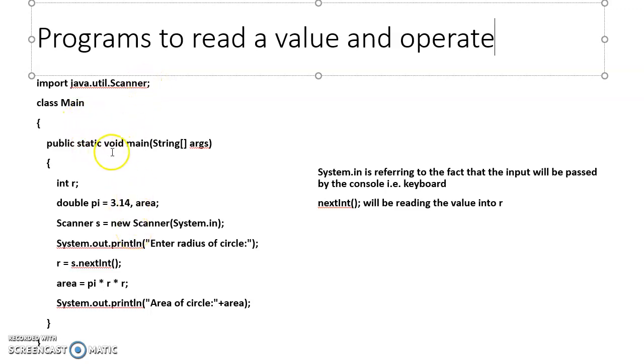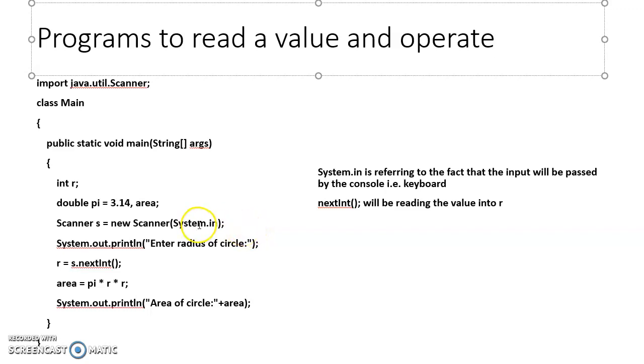So you have the class Main over here, you have the main function defined over here, a variable r to read in the radius, and a definition for a variable pi which is equal to 3.14. Obviously, if pi is involved, the area will also be of the double data type. And you have a statement over here, Scanner s equal to new Scanner(System.in).